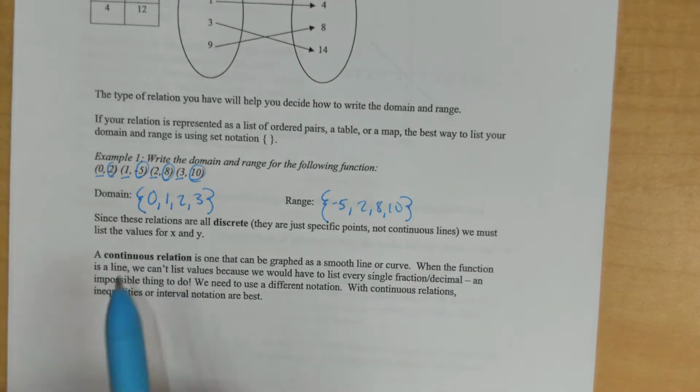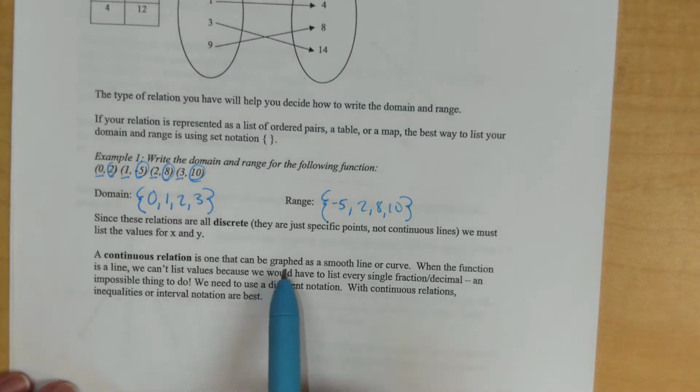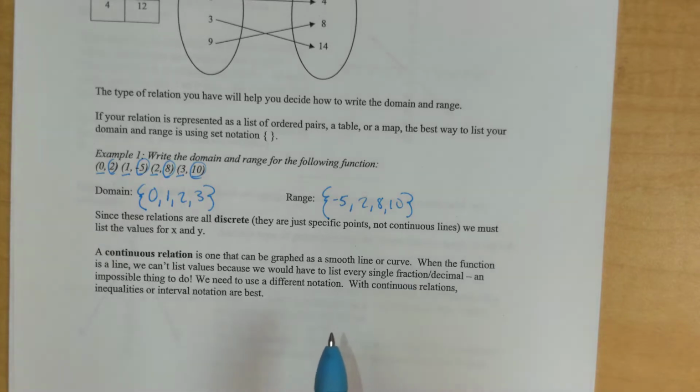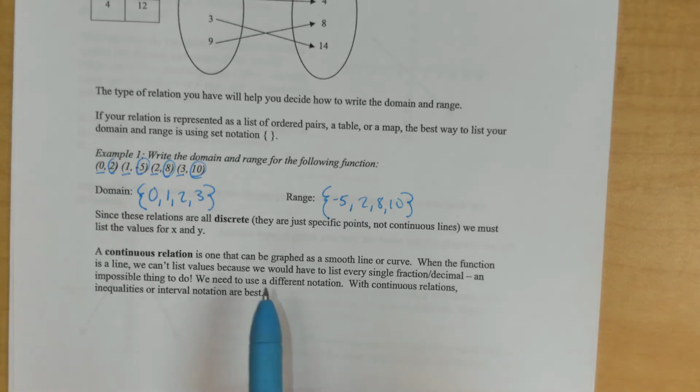Okay. Since these relations are all discrete, they're just specific points, not a continuous line, we must list every possible value for x and y. Now, with a continuous relation, we graph them as a smooth line or a curve. When the function is a line, we can't list all the values because we would have to list every single fraction and decimal that falls in between those main points, and that's an impossible thing to do.